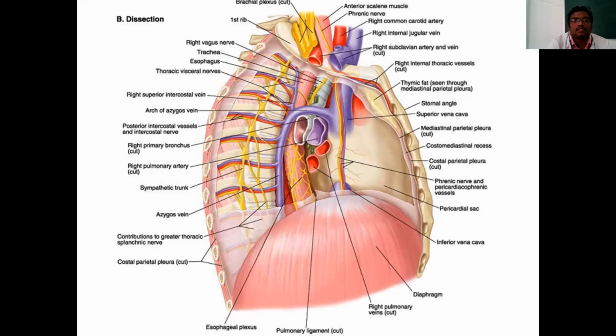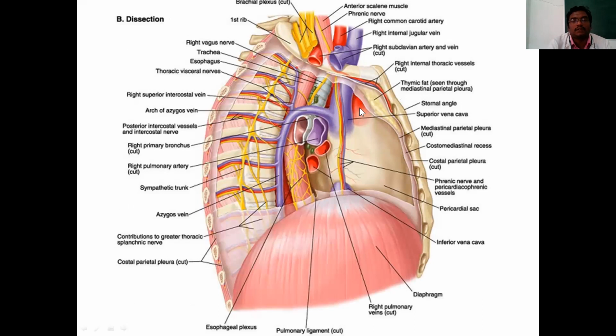So this is the arch of azygos, which is going to drain into the superior vena cava at the level of the sternal angle. So you'll be able to get the bifurcation of your trachea, and then the entering of your superior vena cava into the pericardium. So this is your sternal angle, and opposite to this part, all these events are going to take place.